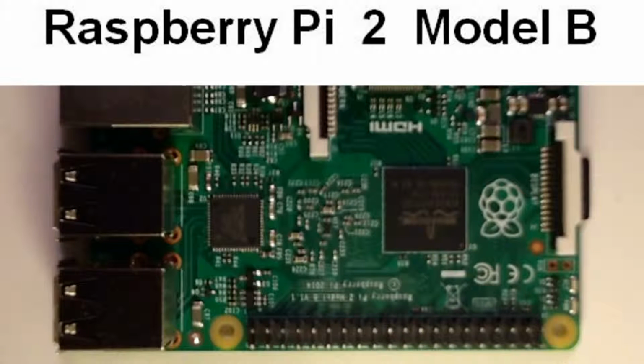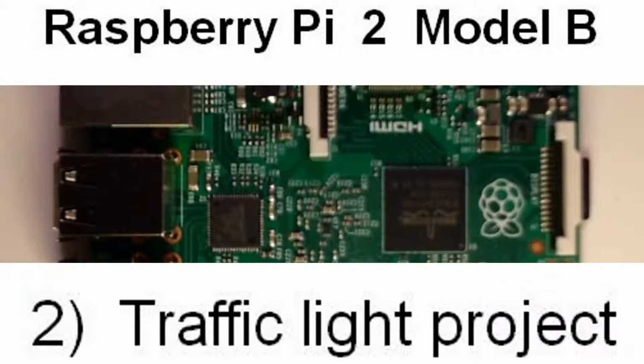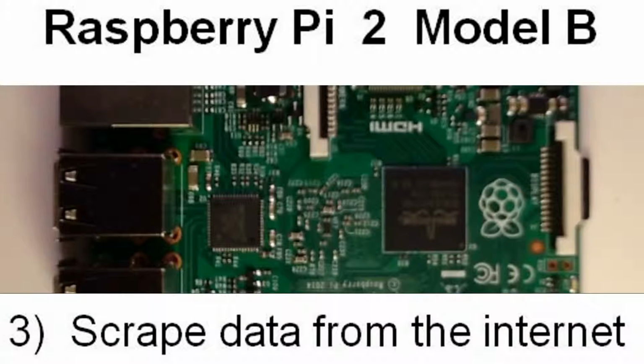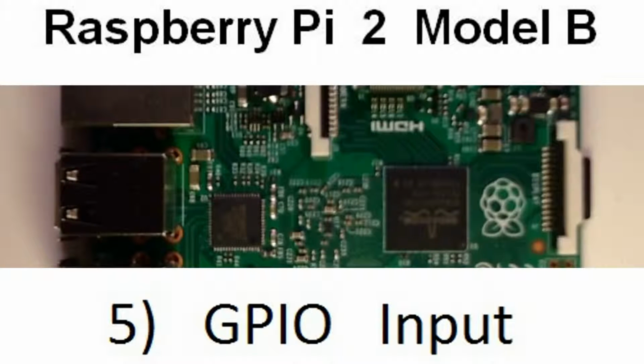This is the fifth video in this series. The first was an introduction to the Raspberry Pi. The second was the traffic light project. The third was showing how to scrape data from the internet. The fourth was showing how to send an email. And this one shows how to receive an input to a GPIO pin.